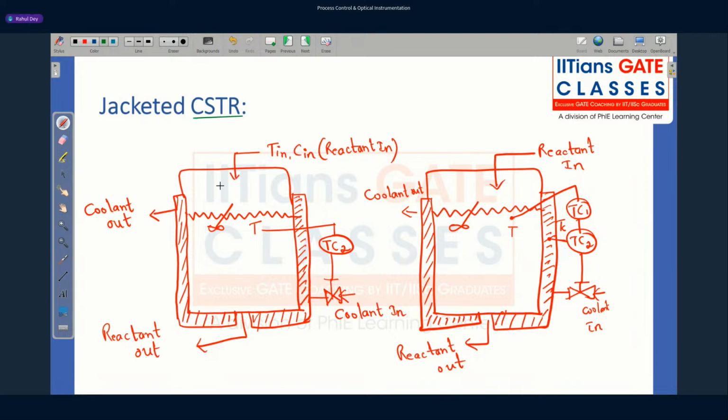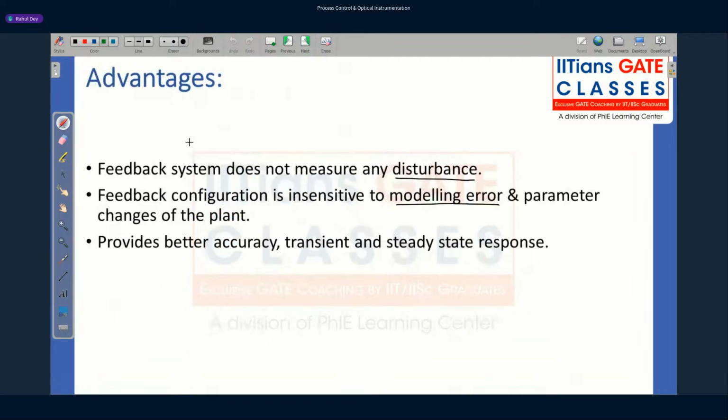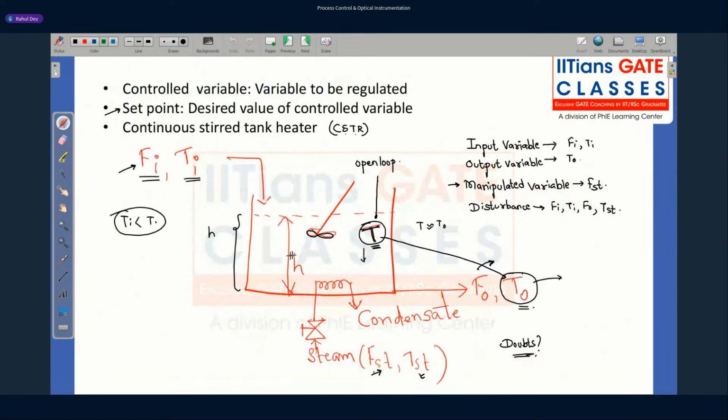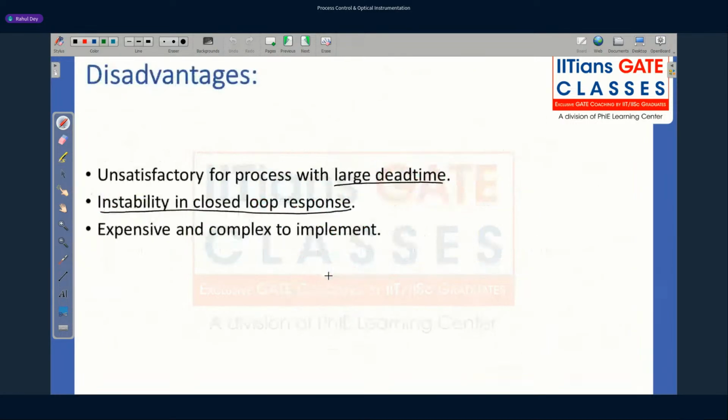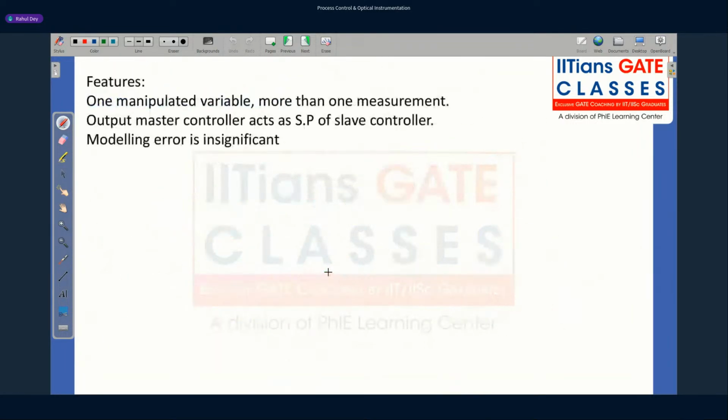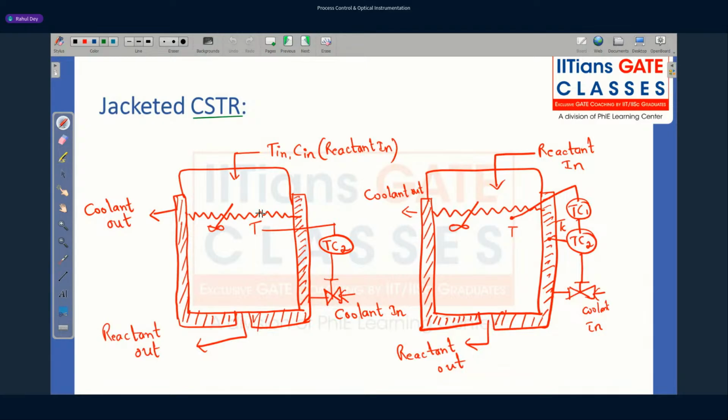Suppose this is your CSTR. Okay, this is your jacketed CSTR. Now, what do we mean by jacketed CSTR? In our previous CSTR, if you go and see, I was actually delivering heat through this steam line. But in a jacketed CSTR, there will be oil or some fluid which is going to help us in this heat transfer. So in a jacketed CSTR, my fluid is going to flow through this jacket.